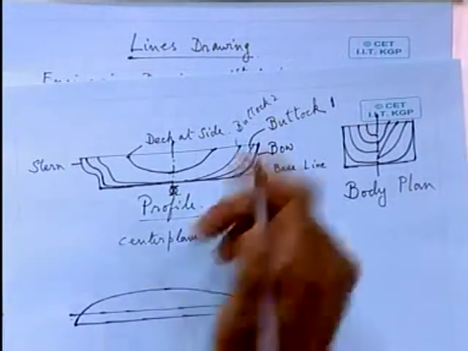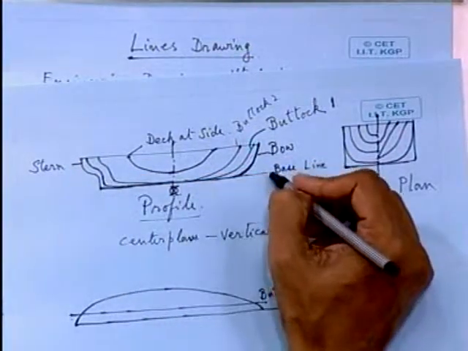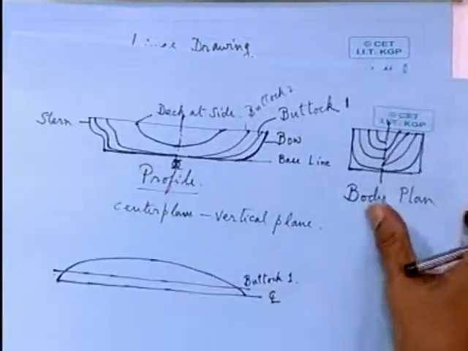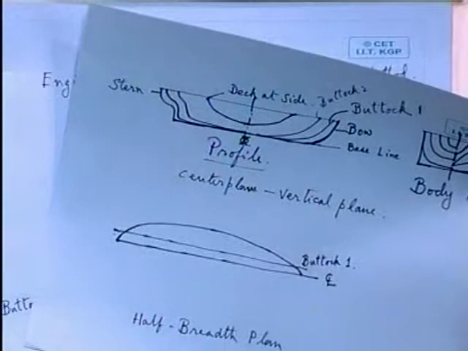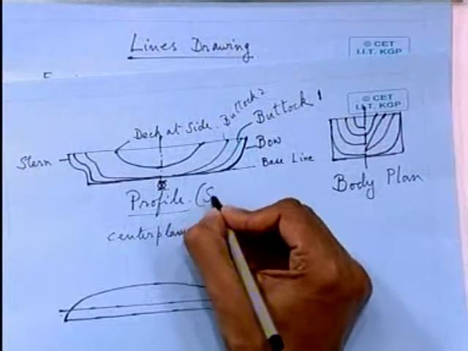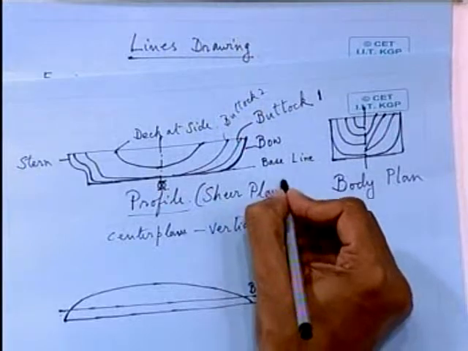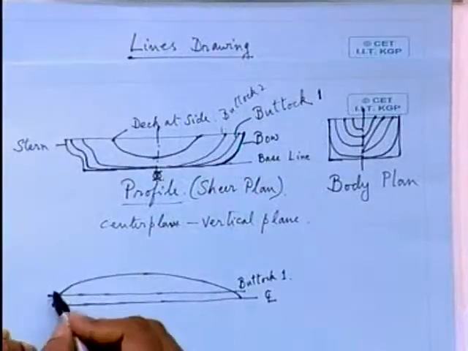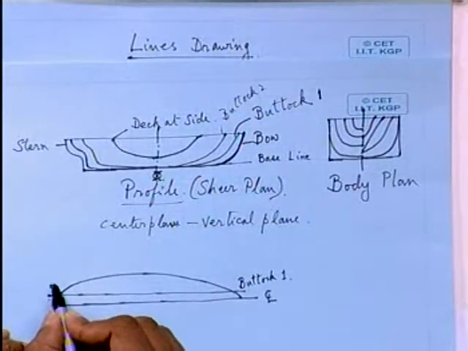So all these curves you can see that they are within the extreme, the centerline curve, the center plane or the centerline buttock. So this curve should be clearly depicted in the profile or shear plan. Sometimes this is also called the shear plan. And buttock, you have shown the buttock by a straight line on the half breadth plan. Now how it is going to look in the body plan?